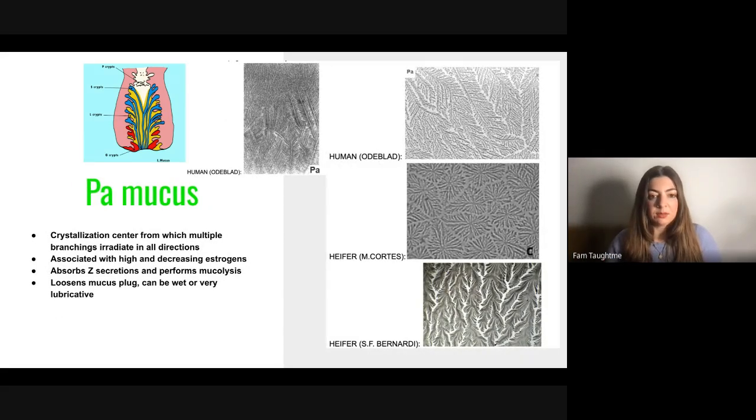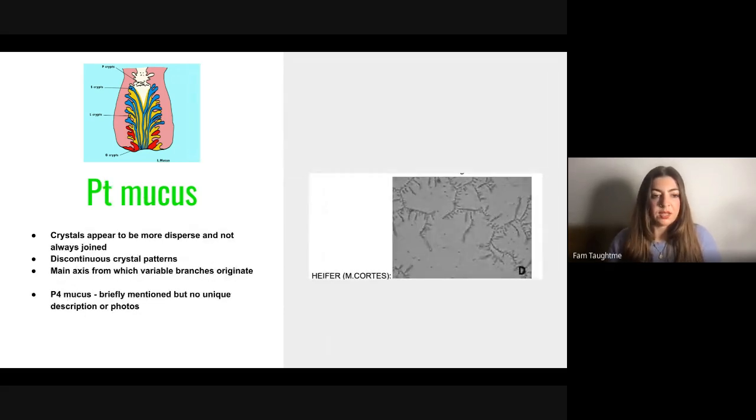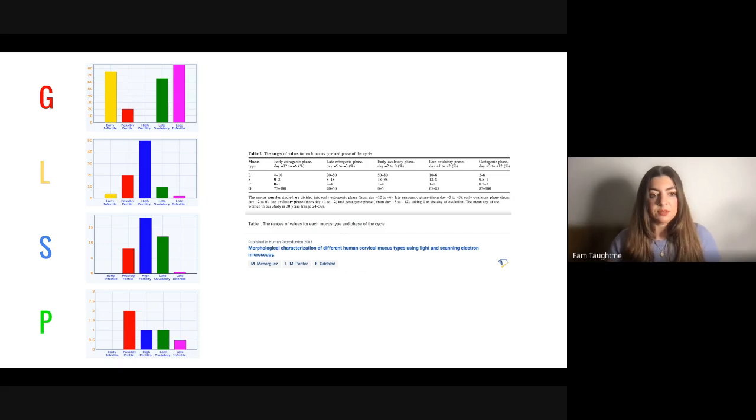There's PA mucus, which is yet another version of this P mucus with different shapes to the crystallization. It seems to go in all directions. It's really cool to look at. And then PT mucus is much more wiry looking. It is these discontinuous crystal patterns that are dispersed and not always joined. So there you have it.